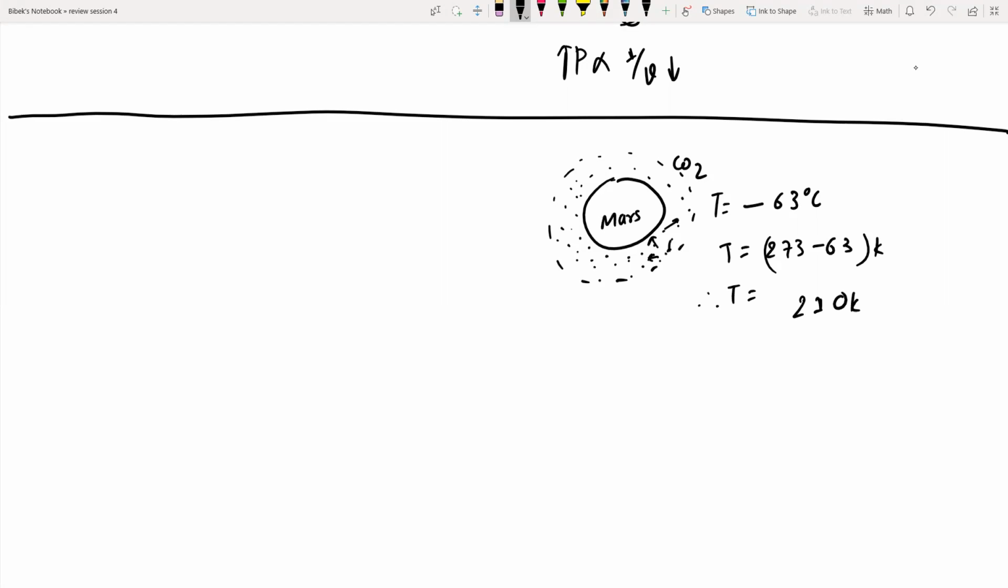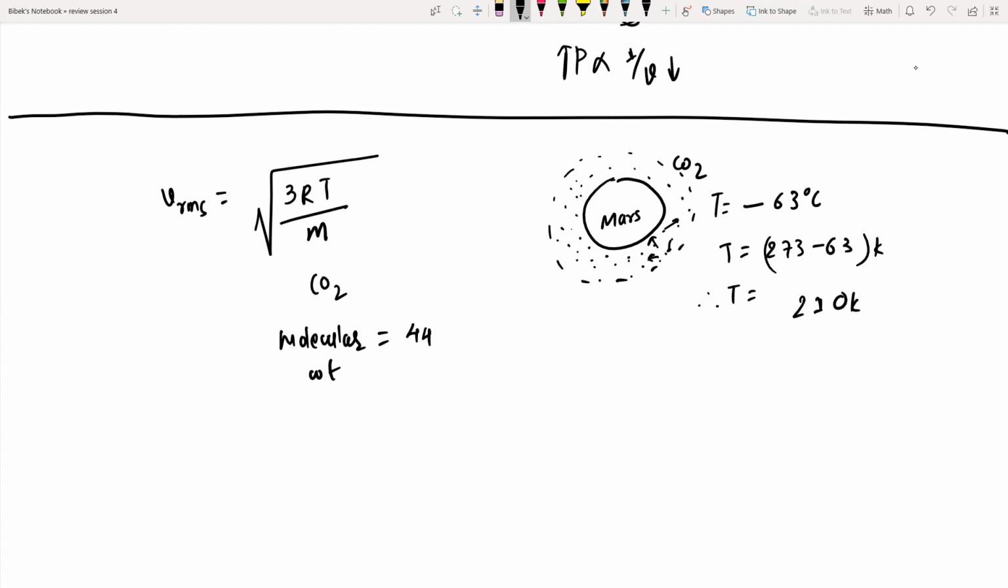So for VRMS, as I've already told you, the formula will be the square root of 3RT/m. You need to remember this formula, but it will be given to you in the equation sheet, and this m is the molecular weight. For carbon dioxide, the molecular weight will be about 44 gram per mole.